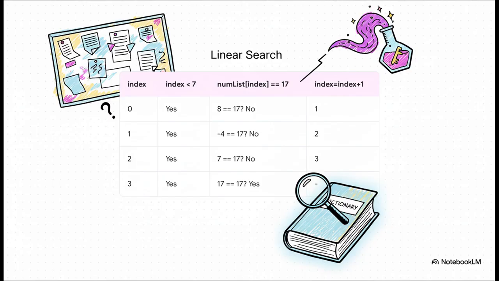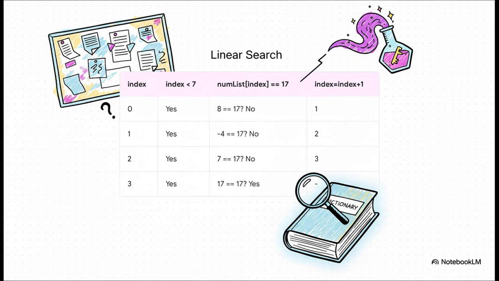Okay, let's see exactly how a computer does this. Look at this list. We're on a mission to find the number 17. The computer is very simple-minded. It starts at the very beginning, at index 0. It asks, is A equal to 17? Nope. Okay, on to the next one. Index 1. Is minus 4 equal to 17? Nope. Move on to index 2.